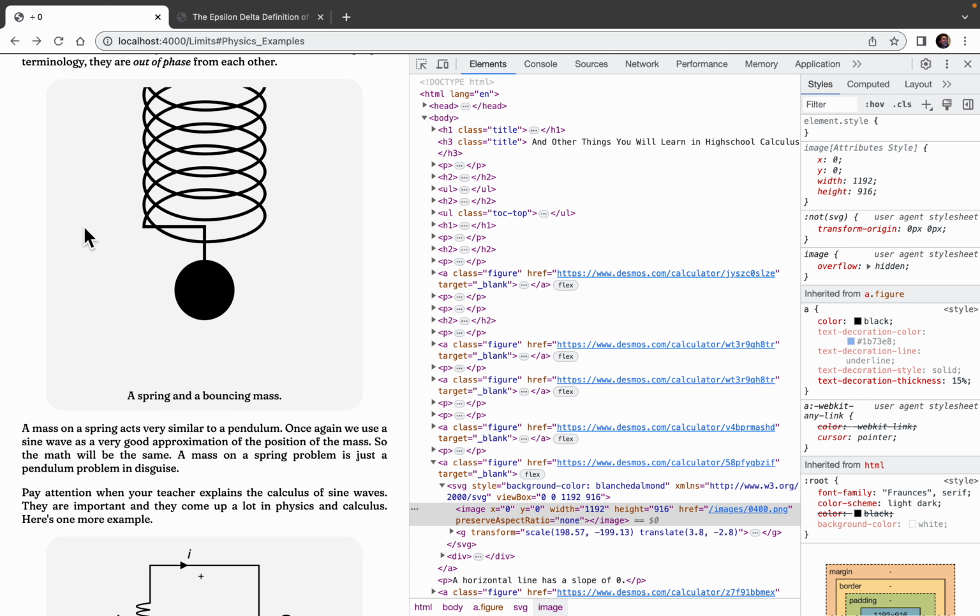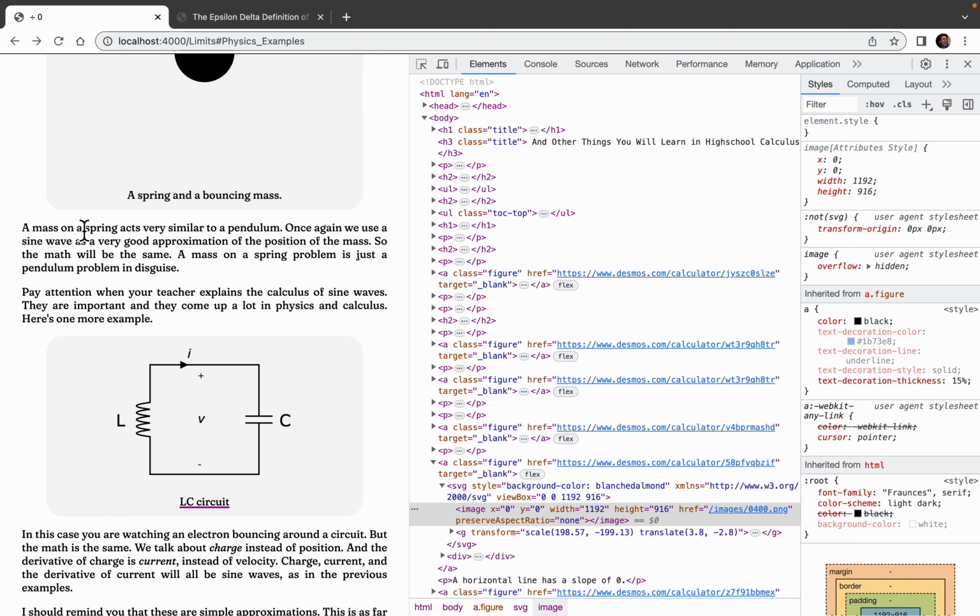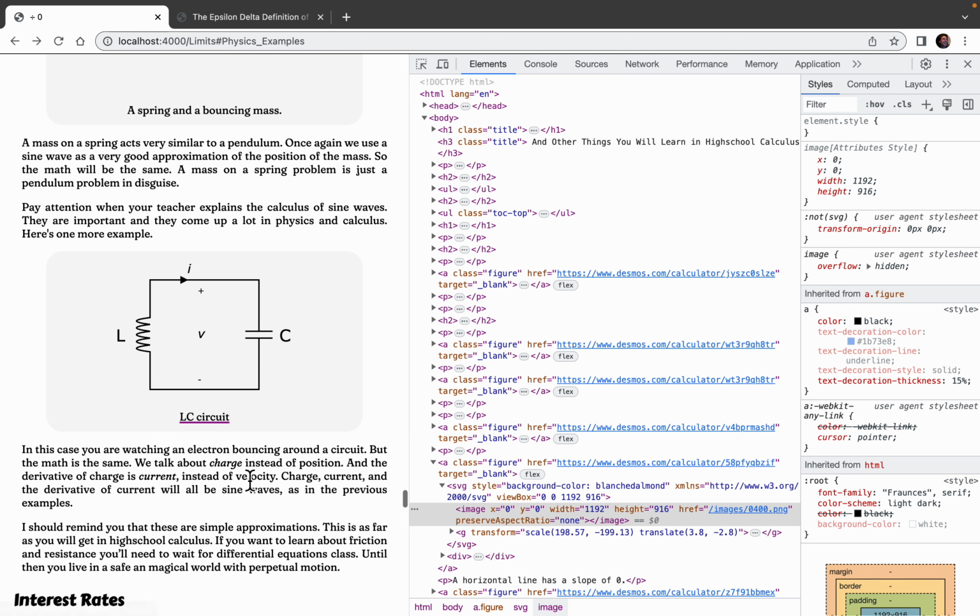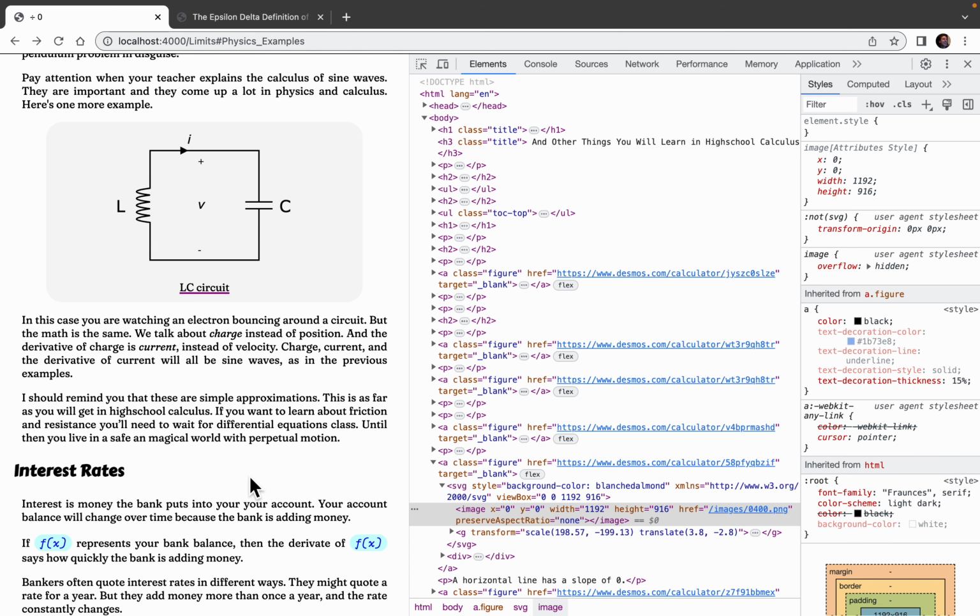Here's one more example. And this hasn't been animated yet, but it's an electron going back and forth in that circuit. In this case, you're watching an electron bouncing around a circuit. But the math is the same. We talk about charge instead of position. And the derivative of charge is current instead of velocity. Charge, current, and the derivative of current will all be sine waves, as in the previous example.